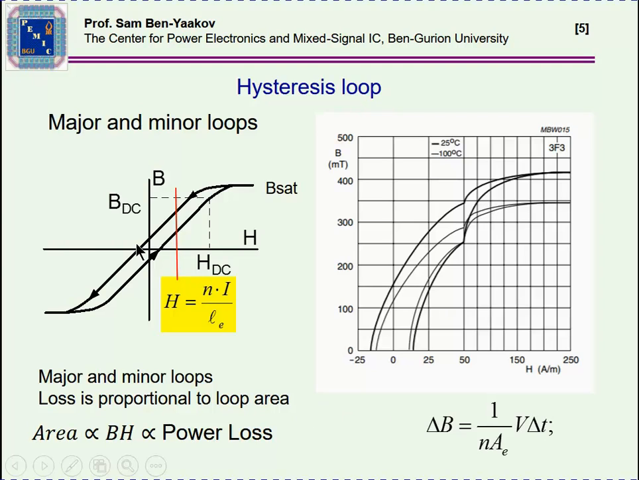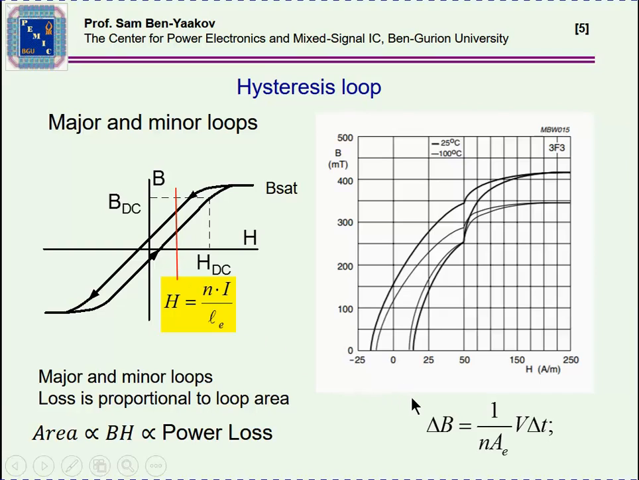Since the magnetic field is a function of current and B, or delta B, is a function of voltage, then the product of them, that is the area, is in units of power. And indeed, as we go through these loops, either the major, certainly, or even the minor loop, we are losing power. So this means that when this loop is wide, we're going to lose a lot of power. The power is lost to heat, so this will cause a temperature rise of the core.